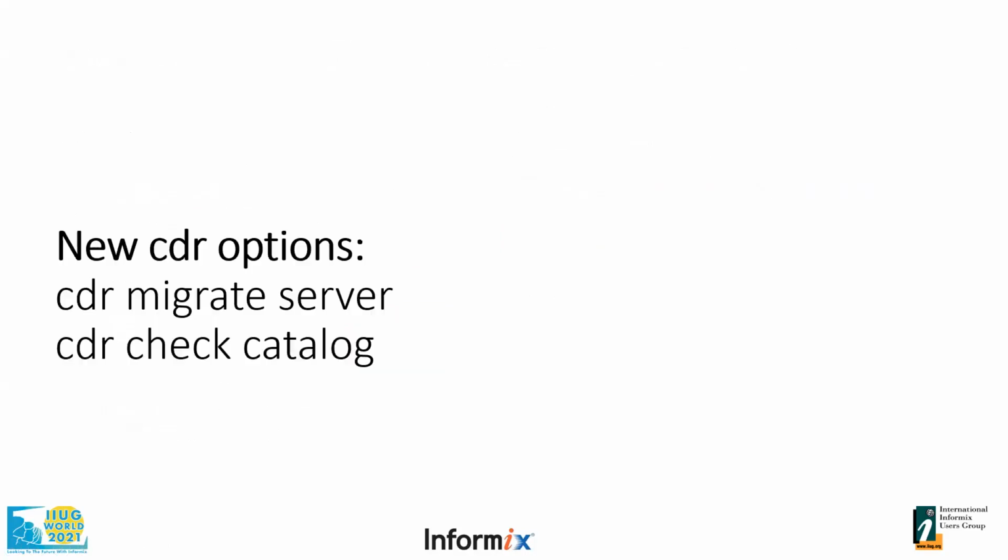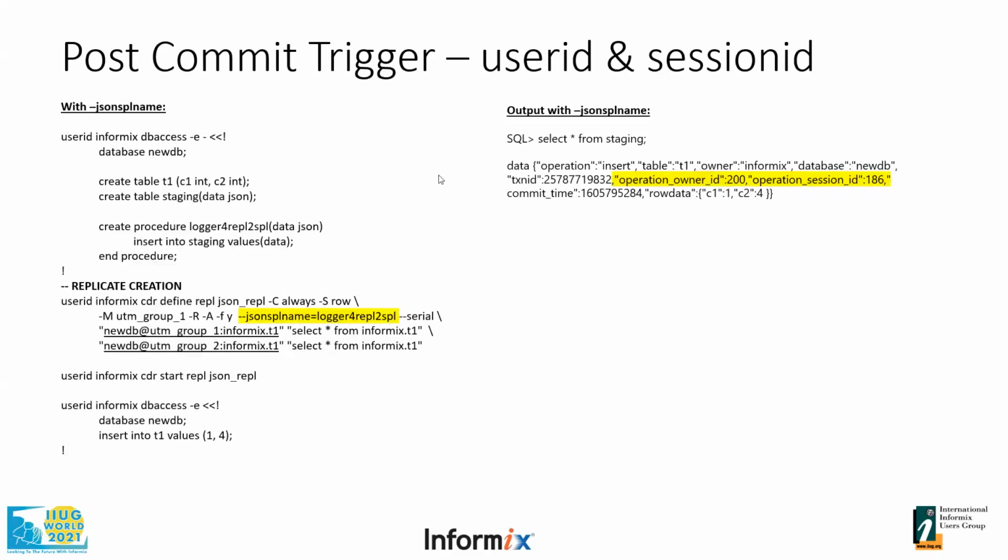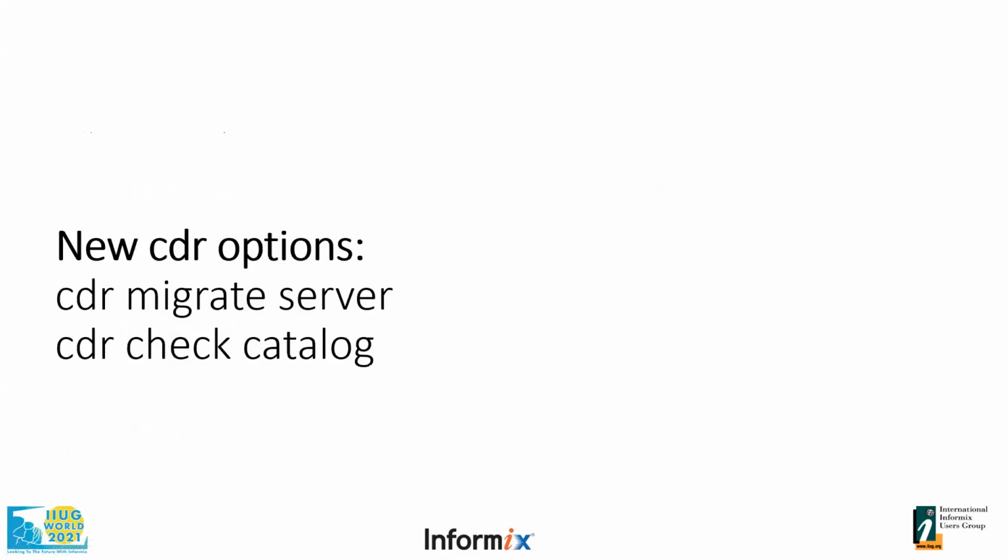All right, fine. So again, this one was about JSON SPL name, which is going to have a similar output in the JSON format. Now let's get into the CDR options, the new options, which are migrate server and check catalog.